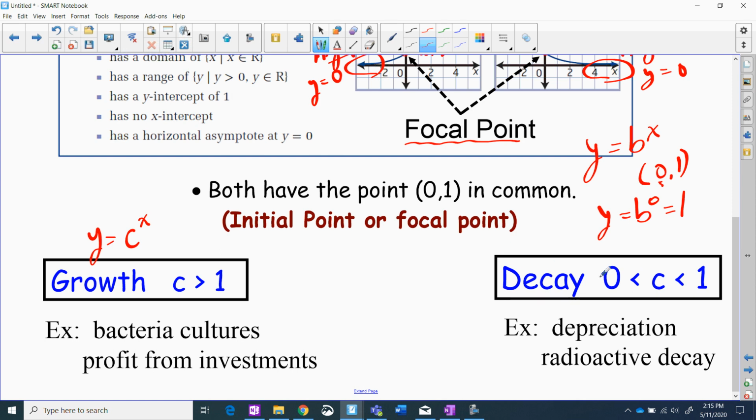Exponential decay is when you still have y equals c to the x, but your base is somewhere between 0 and 1. So it's a decimal like 0.75, or a fraction like 3/5. That is some value between 0 and 1. Well, then you're dealing with what's called exponential decay. And it would be that pattern where it's coming down this way instead.